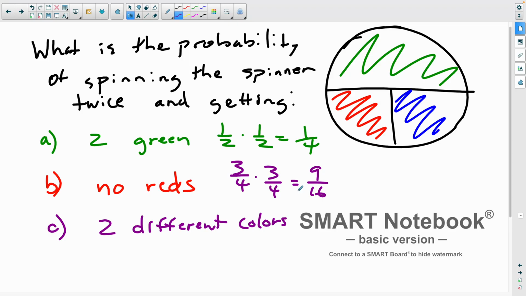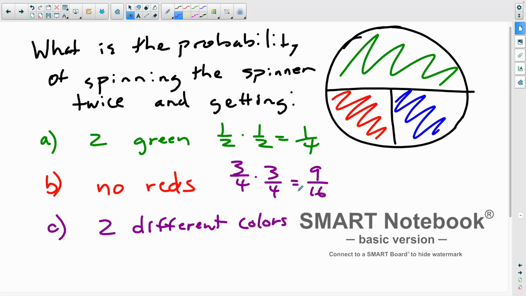What is the probability that I get 2 different colors? When I spin, I get 2 different colors. Well, how many different outcomes do I have there? 3, but you can't get 2 colors on one. Yeah, well, 2 colors on 2. So I don't want to go what? Red. I don't want to do that. I don't want to go green. I don't want to go blue.